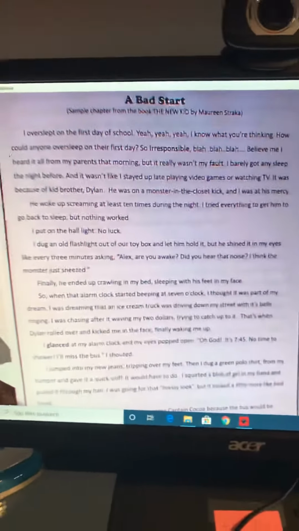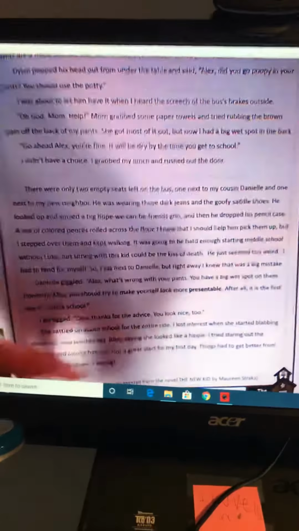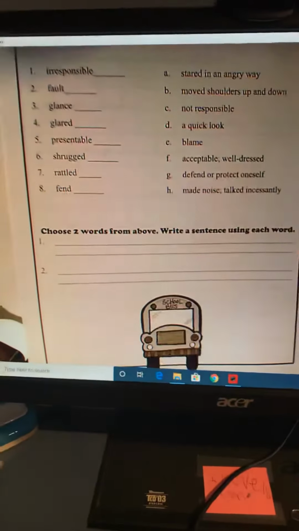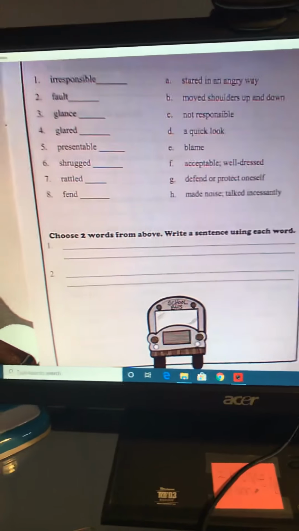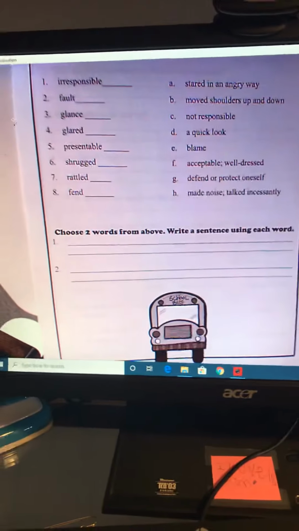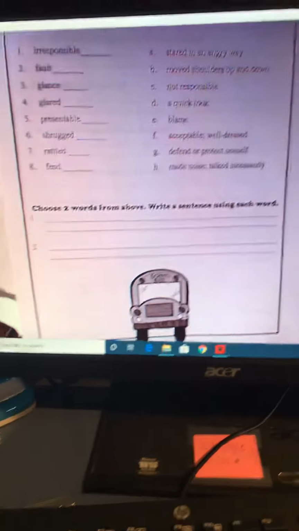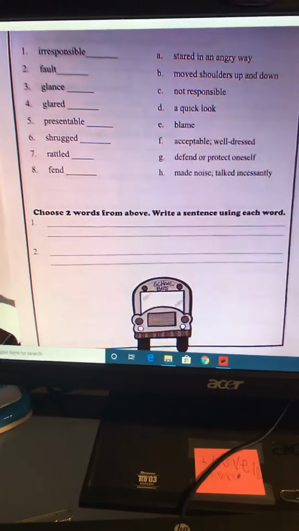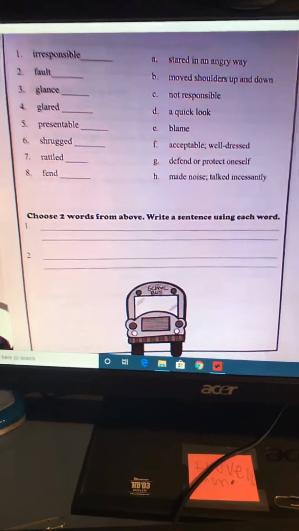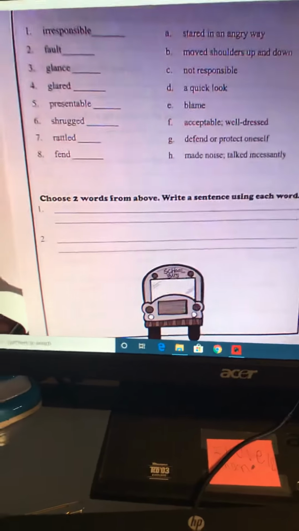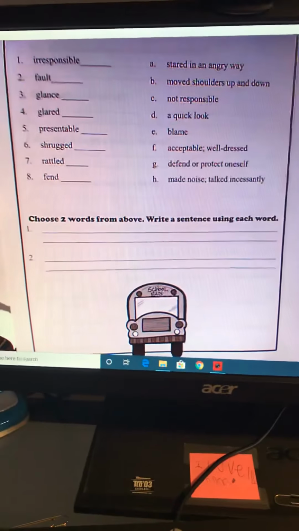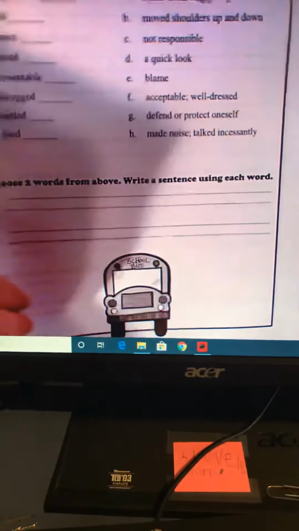So your lessons today are a story called A Bad Start. It is a front and back side story, I believe. Yes, it's a front and back. Okay, and then you have questions where you're going to use the context clues. So you're going to find those words, go back, read the sentences in the story that contain that word, and figure out what the definition is based on how they are used in the story. And then you're going to use two of those words and write a sentence for each of those words.